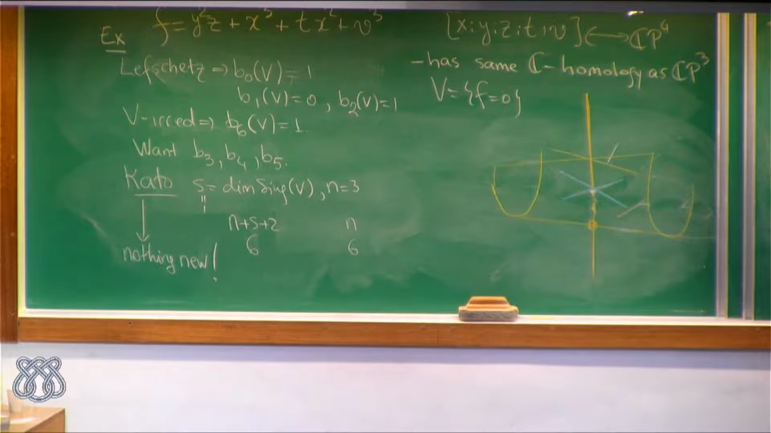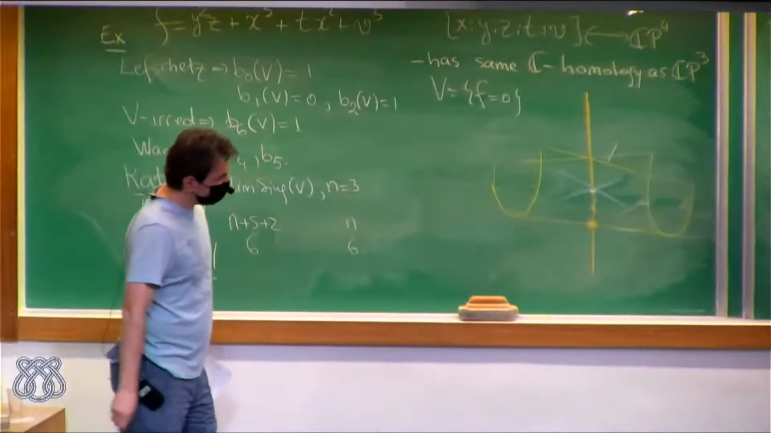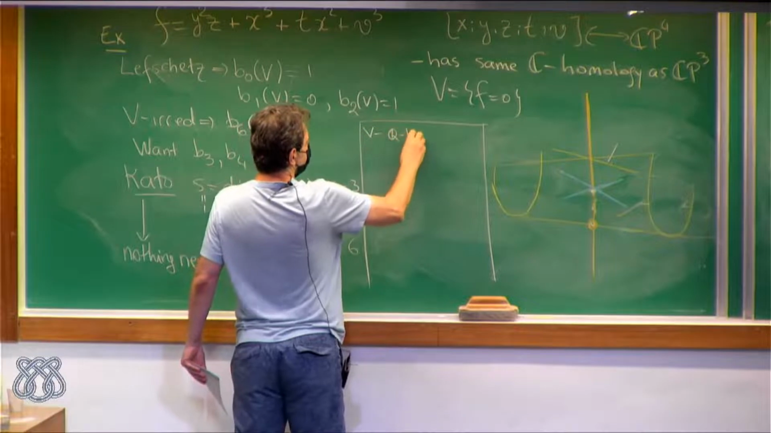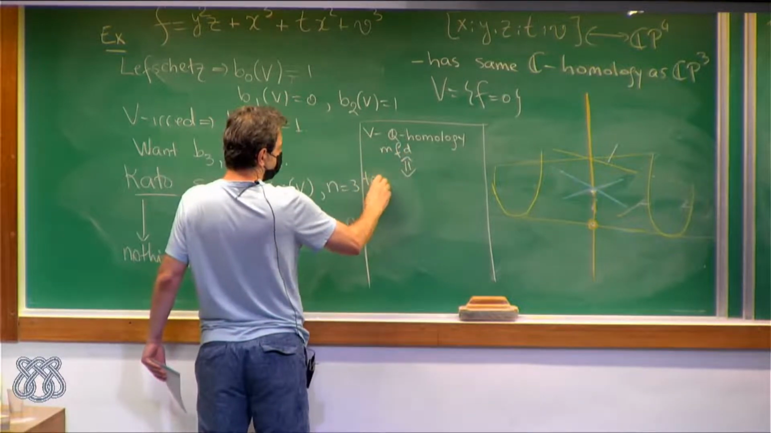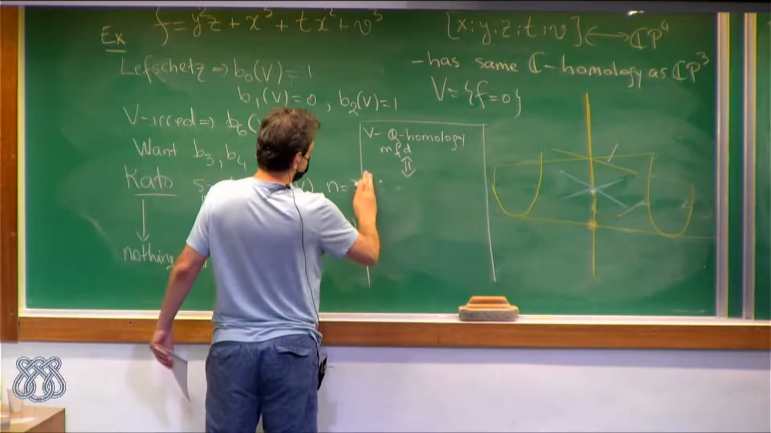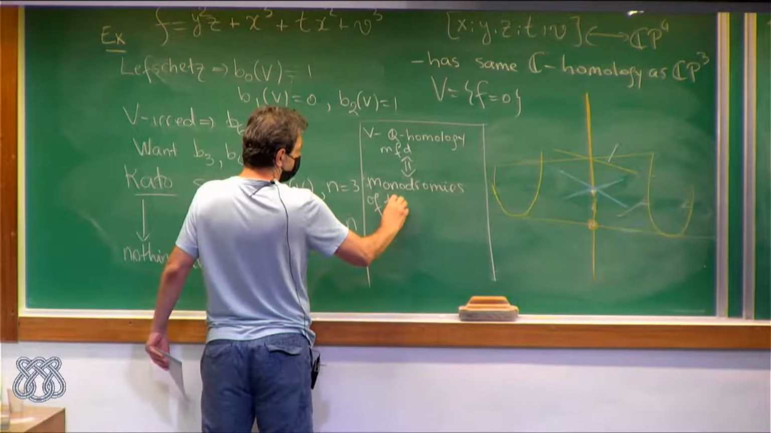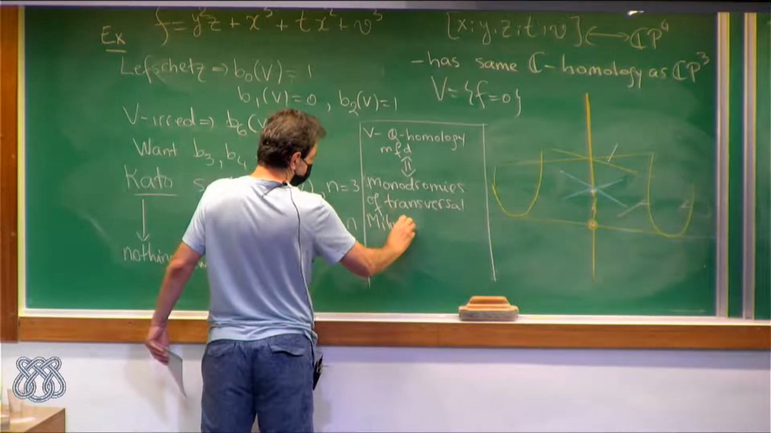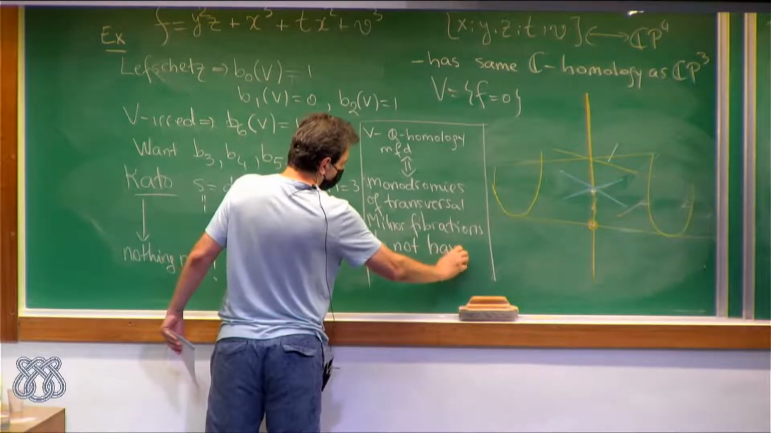All right, so now what I want to move on with is to try to see why this is a rational homology manifold. So I'm going to look at the Milnor monodromies transversal to strata. So maybe I should write it here. V is a Q homology manifold if and only if the monodromies of transversal Milnor fibrations, transversal to strata, do not have 1 as an eigenvalue.